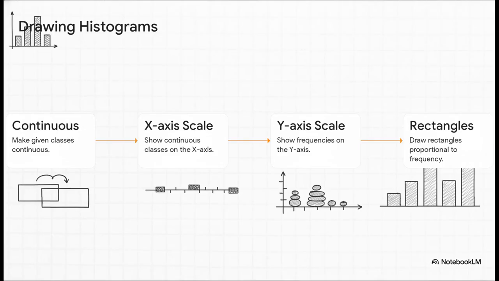Let's break down the exact method for drawing our histogram. Step 1. If your given classes are not continuous, you must make them continuous. Step 2. Show these extended classes on the x-axis using a proper scale. Step 3, show the frequencies on the y-axis, again with a proper scale. And finally, step 4, taking each class as the base, draw rectangles with heights that are exactly proportional to their frequencies.